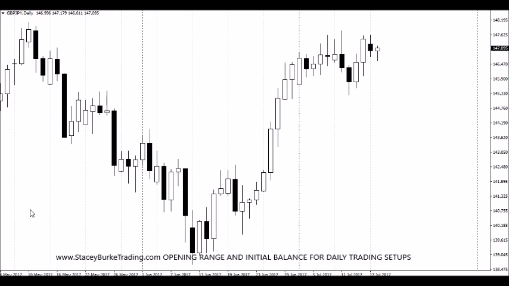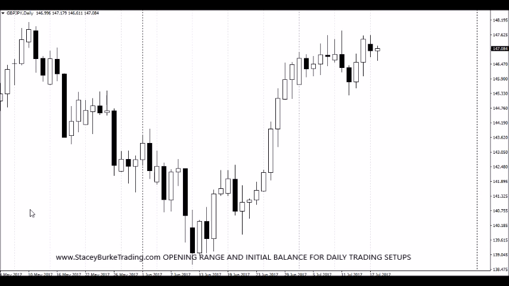Today we're going to be going over the opening range initial balance on the end-of-day charts and how that can play an important role for giving traders market-generated information at the beginning of each month, but also at the beginning of each week, and how you can potentially use that information with your trading.